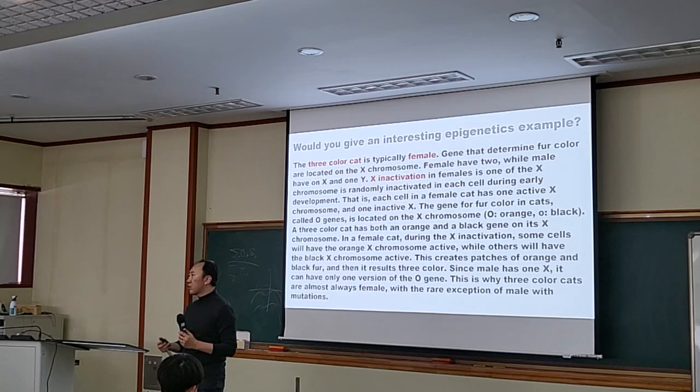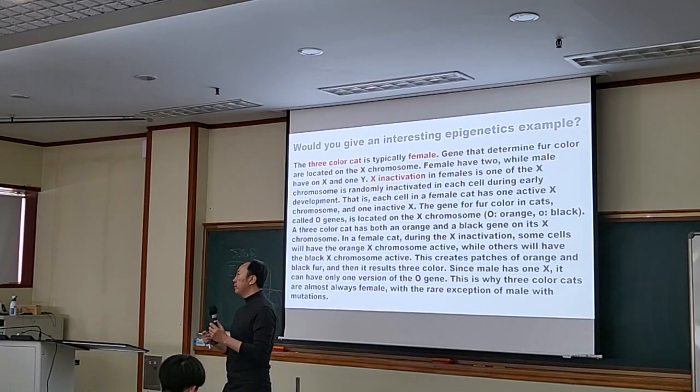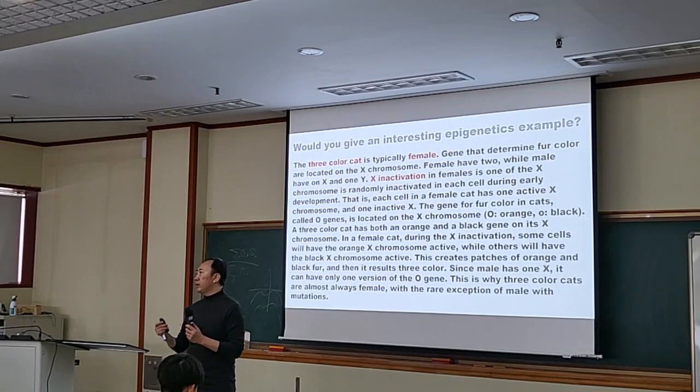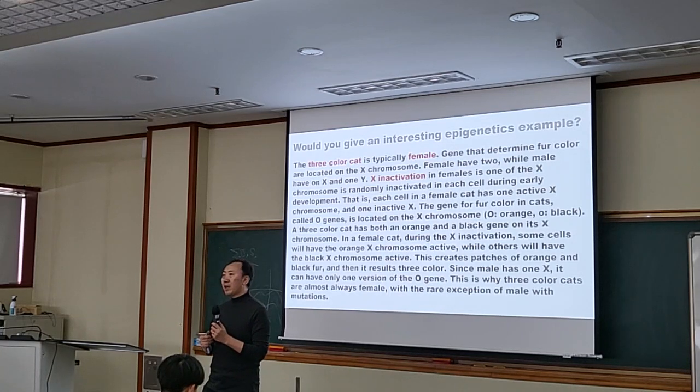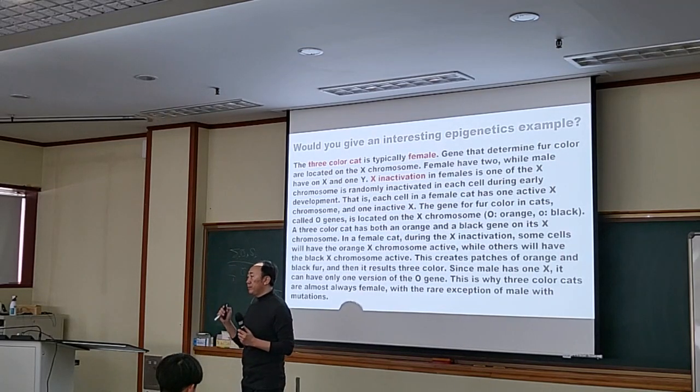So that's why nature chose this. Females have 2 copies of X chromosome. They choose only one of them to use. The other one is closed down. The mechanism is by methylation. That's epigenetic modification. That's why this case is epigenetic modification.